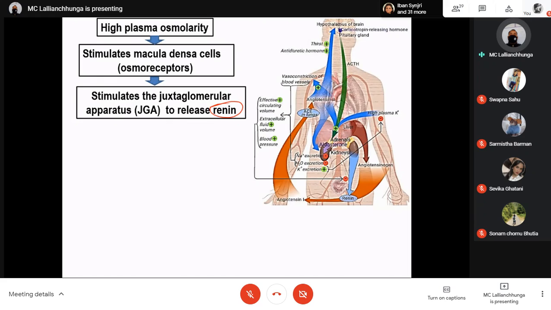You already know renin. So I have a question. What is the function of that renin? What will renin do after it is released from the JG apparatus? Can anyone tell me?